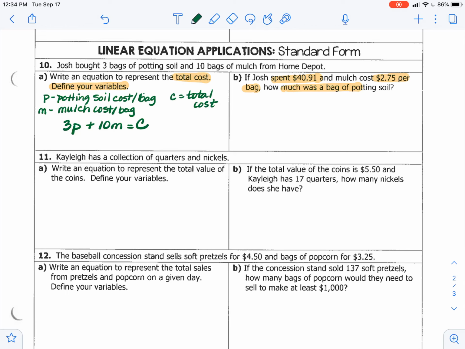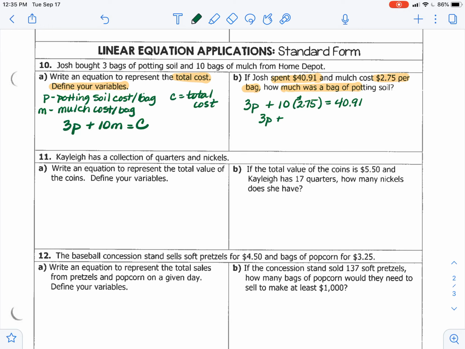So again, I've got everything defined over there. So when I go to put my equation, 3, and P is the cost of potting soil. Do I know that? No, that's what I'm looking for, okay? Plus 10 times M, which is the cost of mulch per bag. I do know that. That is $2.75. Equals the total cost, which I do know, which is $40.91. Okay? And now I have an equation to solve.